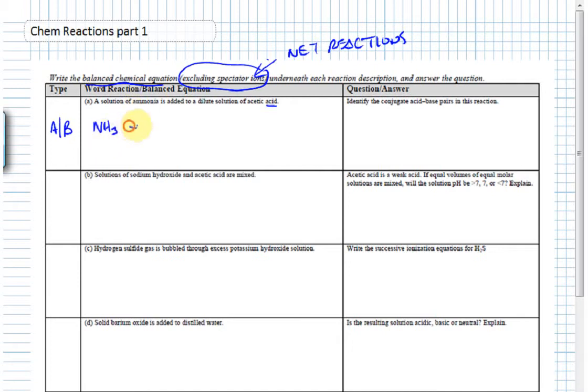Ammonia plus acetic acid. Got to remember that formula for acetic acid. There it is, HC2H3O2. We put one H out front because acetic acid is a weak monoprotic acid. So, acid, base. Ammonia is acting as a base. Again, we think about the Bronsted-Lowry definition.